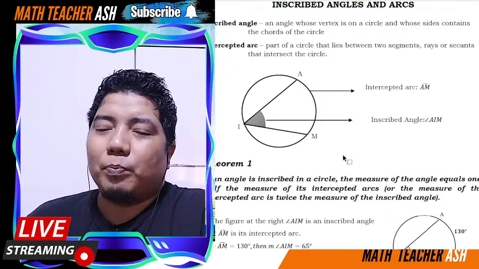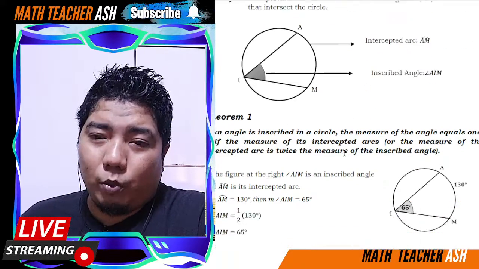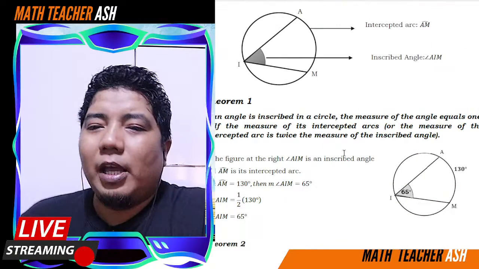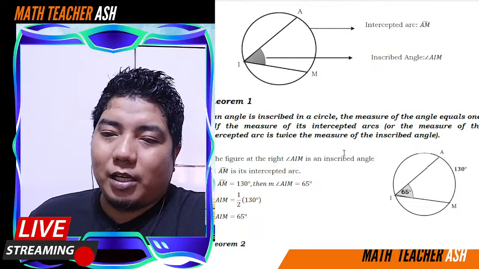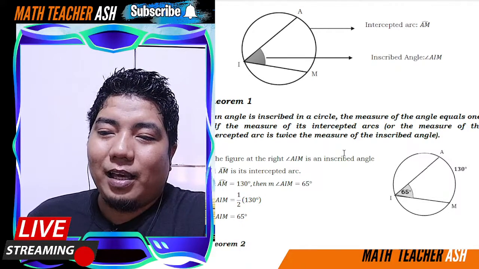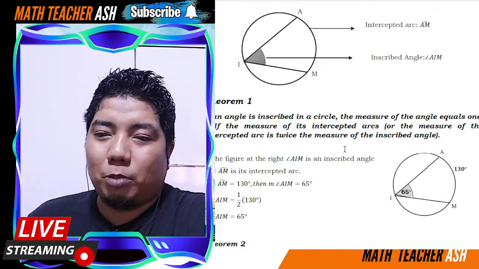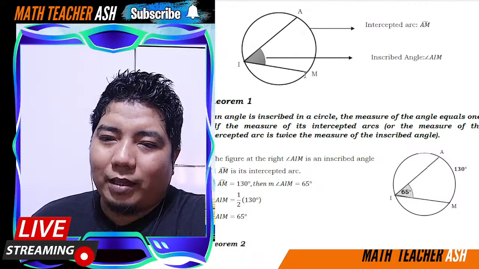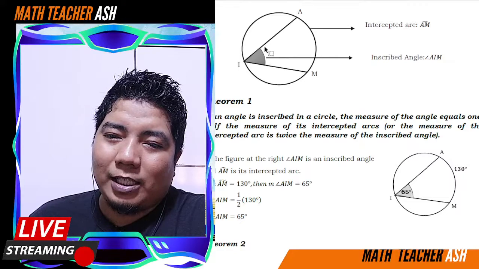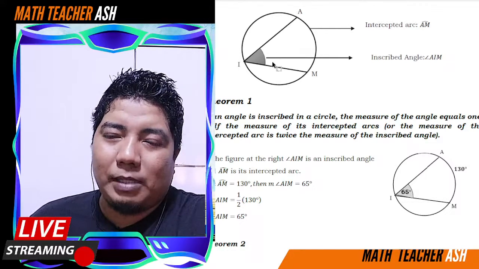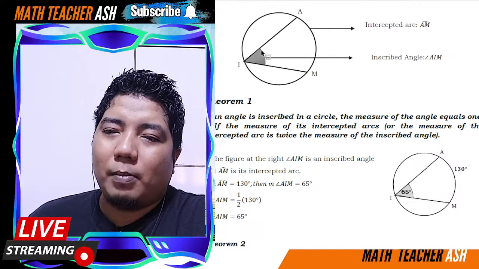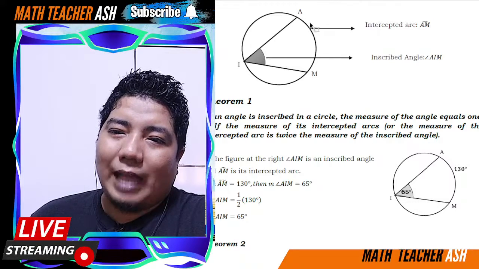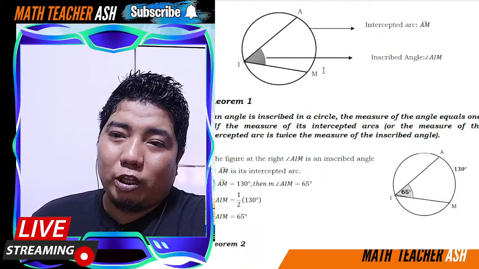Okay, so let us talk about the theorems. Alright, theorem number 1. If an angle is inscribed in a circle, the measurement of the angle equals 1/2 the measurement of its intercepted arc. Ano ibig sabihin nun? Kung ito ay 80, ang ating inscribed angle ay half. So this means 40. So kapag ito naman ay 50, therefore times 2 ka lang din sa intercepted arc mo.